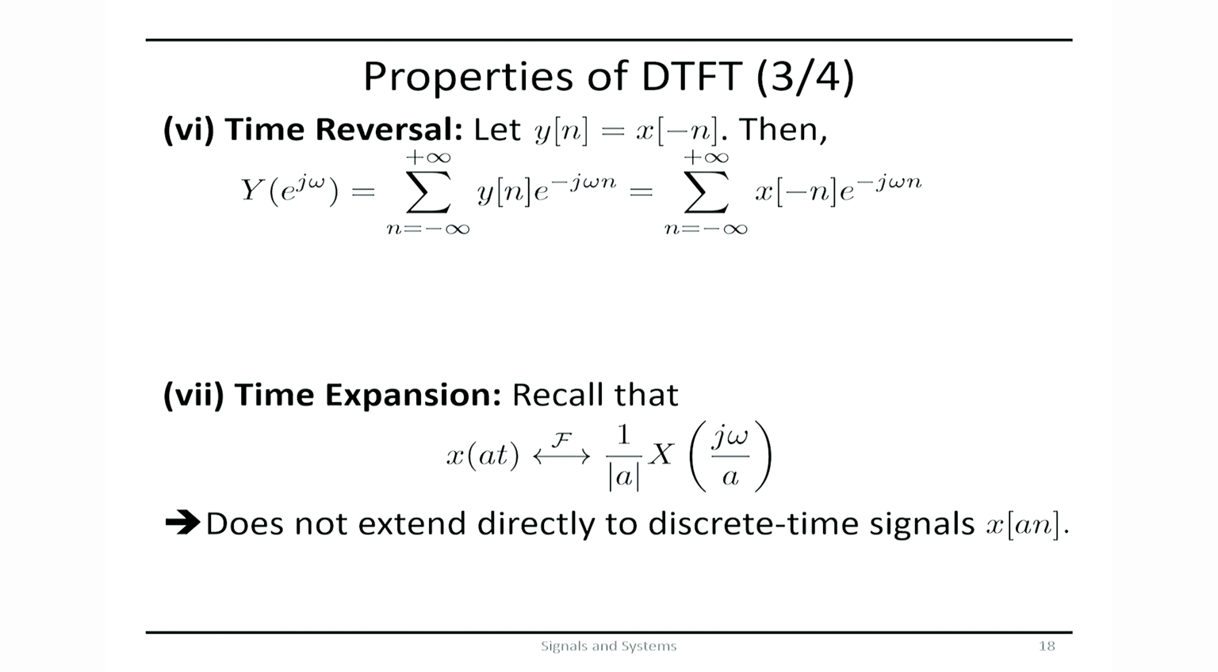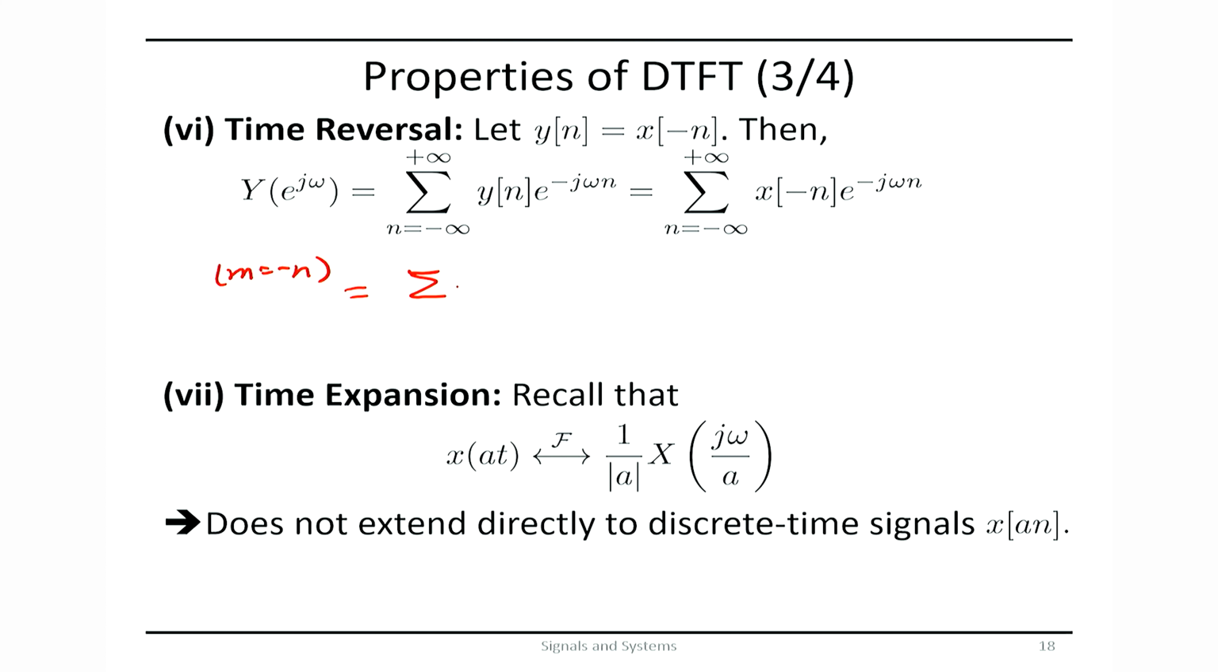y[n] equals x[-n]. What would be the Fourier transform of this? By the definition of Fourier transform, this is just the summation of y[n] times e to the minus j omega n. I replace y[n] with x[-n], and then I can do a change of variable. Suppose I let m equal to minus n.